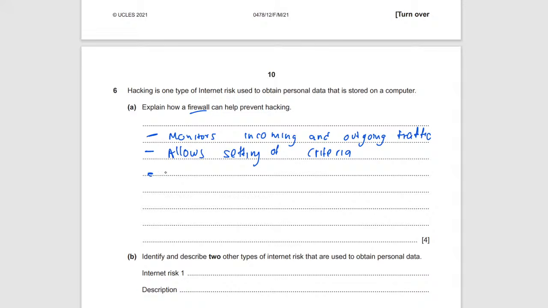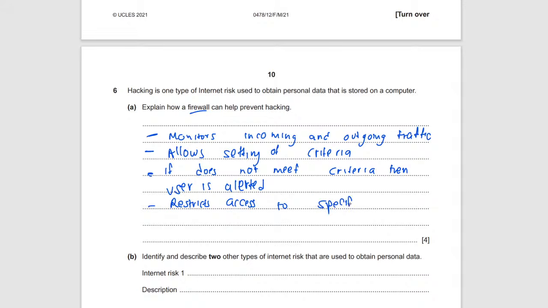Then you can say if it does not meet criteria, then user is alerted or warned or something like that. A message is basically given to them. And finally, you can also say it restricts access to specific applications. Okay, so that is how it works.